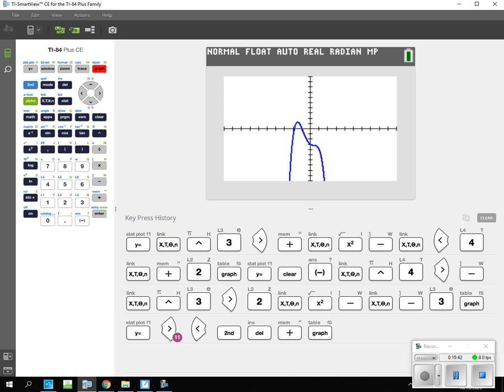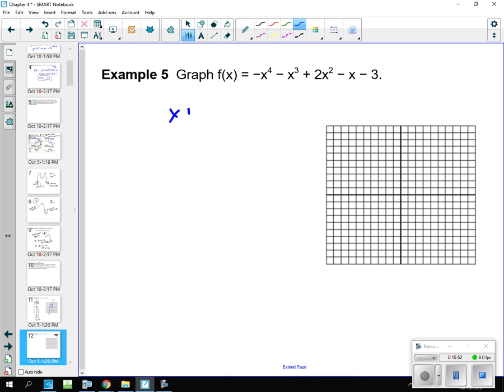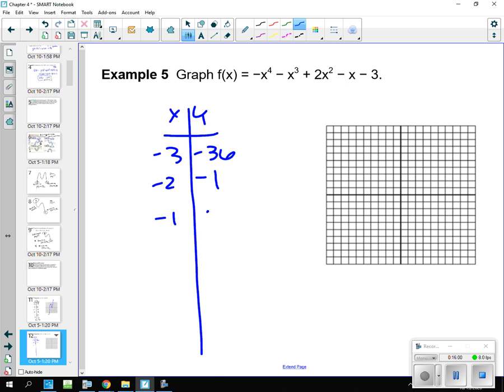Now I want to hit second table and I want these points. I'm going to go back to my previous screen and write down the points I see here for an XY chart. -3 goes off the graph. -2, -1. -1, 0. 0, -3. 1, -4. 2, -21. Plotting those points as best I can: -3 goes off the graph, -2, -1, -1, 0, 0, -3, 1, -4. And then the next one goes up.